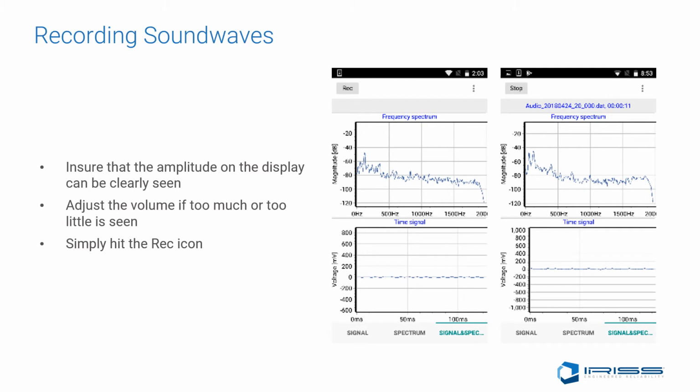When recording a sound wave using the Sonus Vue app, you first must ensure that the amplitude on the display can clearly be seen on those displays. If not, adjust the volume if there's either too much or too little amplitude seen on the displays. When ready, simply hit the REC icon to start.